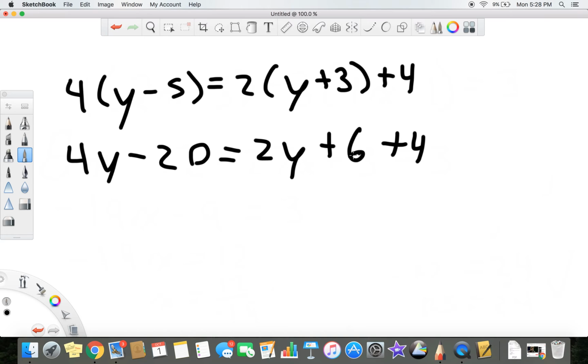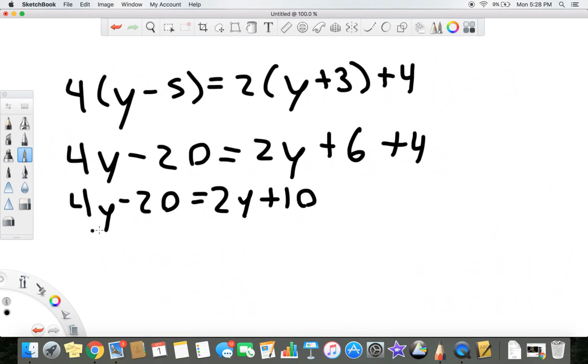So let's simplify this. We can't simplify on the left side because there's no like term, so we'll rewrite it. And we'll simplify on the right side. We can simplify the two numbers, and that's just going to equal 10. Now what we want to do here is bring the numbers over to one side and the y's over to the other side. So I'm going to bring the 20 to this side and the 2y to that side. So it's going to be 4y, and because the 2y is positive here, when we bring it over, it's going to be negative.